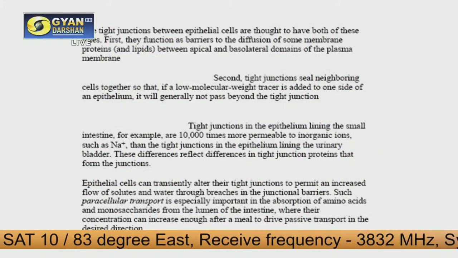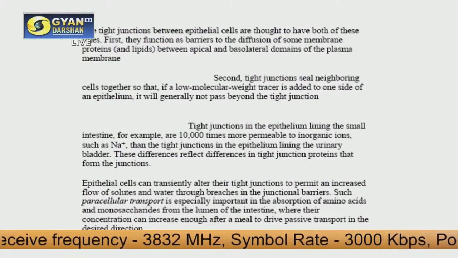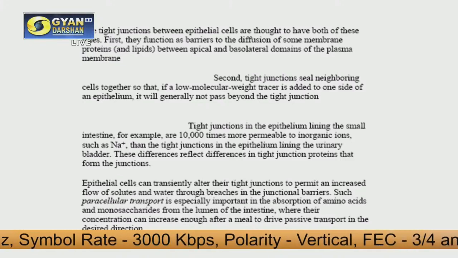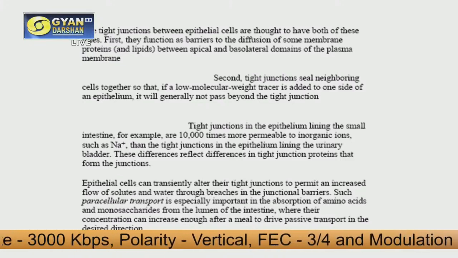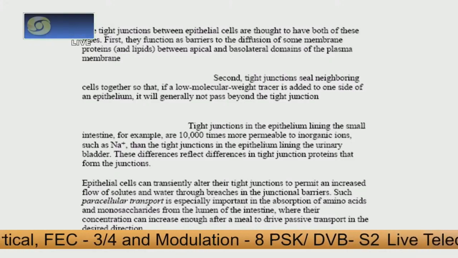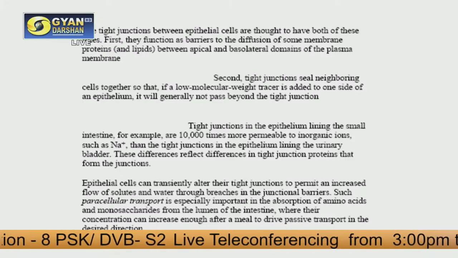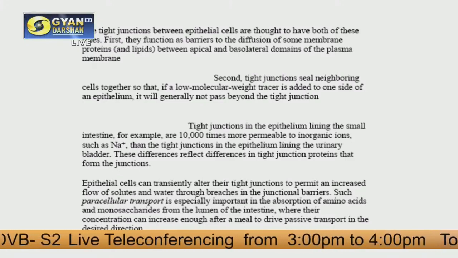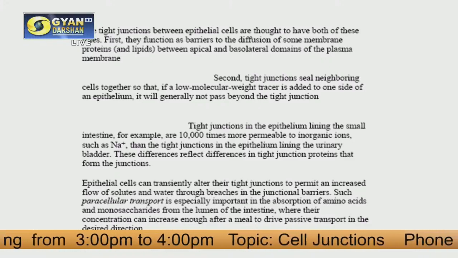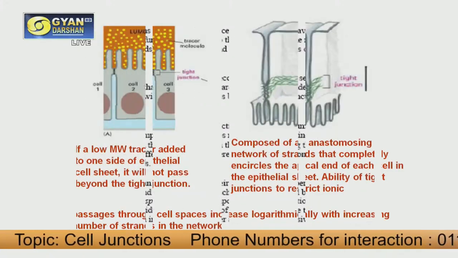Now, tight junctions lining the small intestine are 10,000 times more permeable to inorganic ions such as sodium than the tight junctions in the epithelium lining the urinary bladder. So there is a distinct difference in the property of the tight junction in different cells. That is, in the intestinal cell and in the bladder epithelial cell, their properties are different. These differences reflect differences in the tight junction proteins that form the junctions.